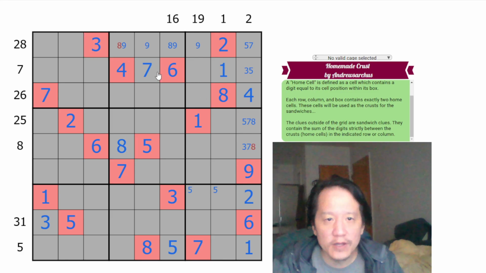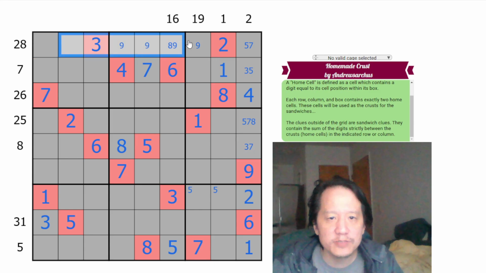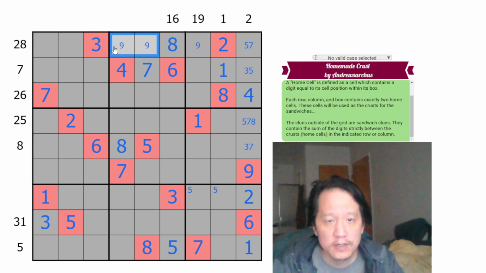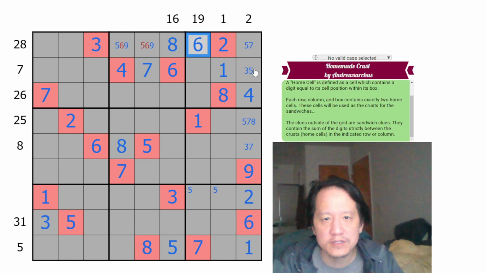So this can't be 8. This can't be 8. We know the 8 has to be in between the 2 and the 3. In between the crust. Therefore, it has to be here. So this is 8. We have either 4, 7, 8, 9, or 5, 6, 8, 9. So this has to be... Okay, so 4, 7, 8, 9. So it cannot be 4. That can't be 4. So it cannot be 4, 7, 8, 9. So it has to be 5, 6, 8, 9. And this can't be 6. So this has to be the 6. This is 5, 6, 8, and 9.